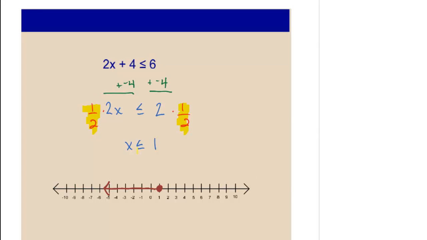Since we have less than or equal to, we are going to have a closed circle, and we're going to point the arrow in the negative direction or smaller direction, since the answers are equal to 1 or less than 1.